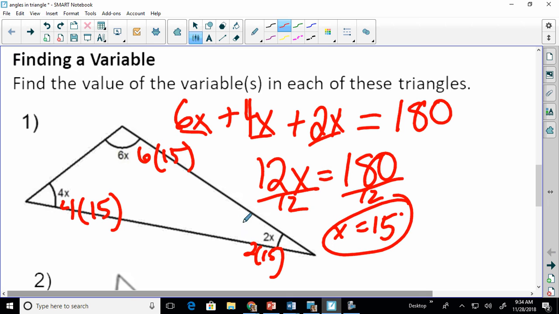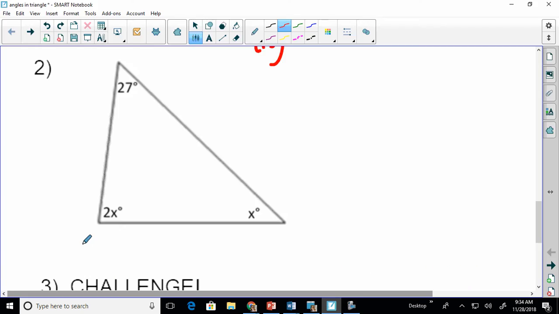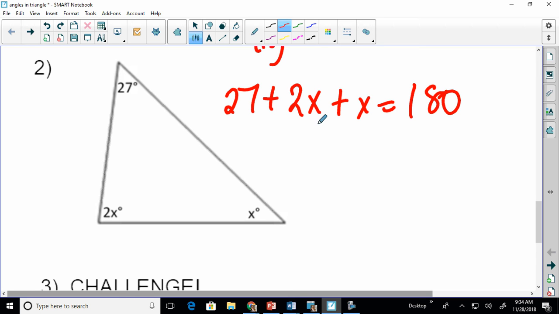So like here, 2 times 15, that's 30. So that would go here. 4 times 15, etc. Okay, let's look at number 2. Again, we're going to set all 3 of them, if I add them together, they should equal 180. So 27 plus 2x plus x equals 180. So simplify this. You can put the x's together, so that would be 3x, right? Because 2x plus 1x plus 27 is 180.